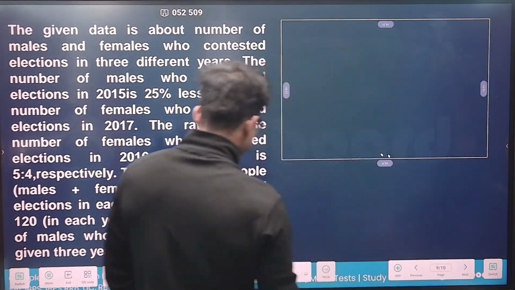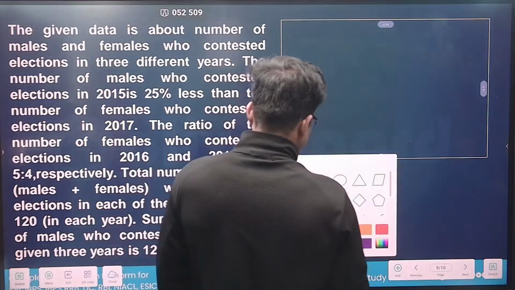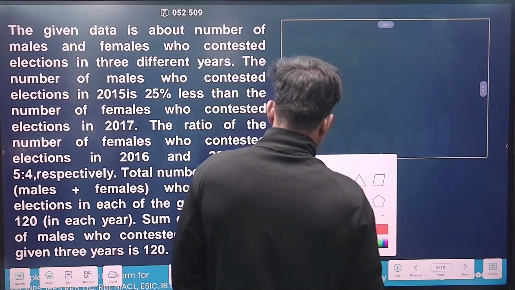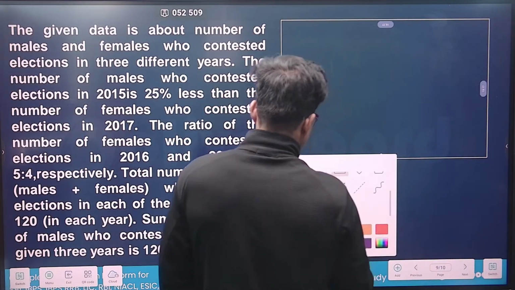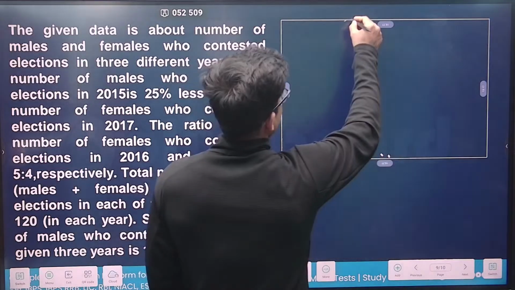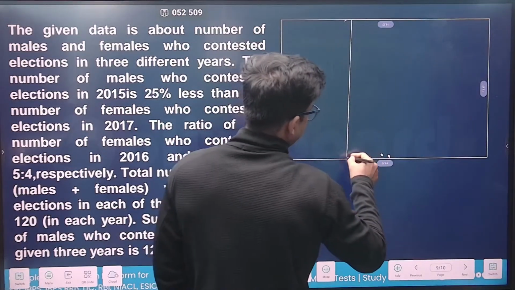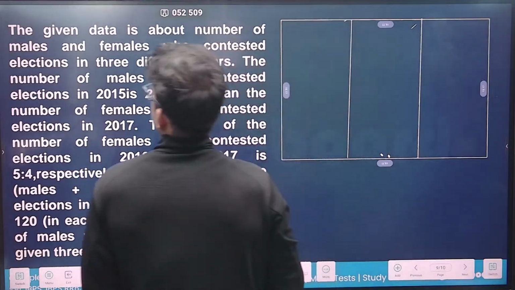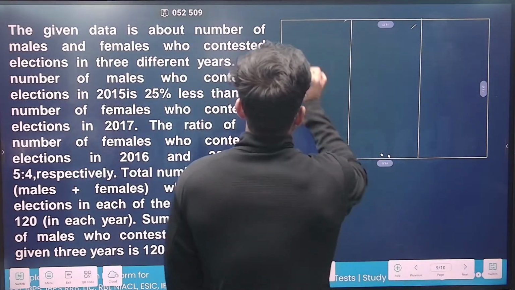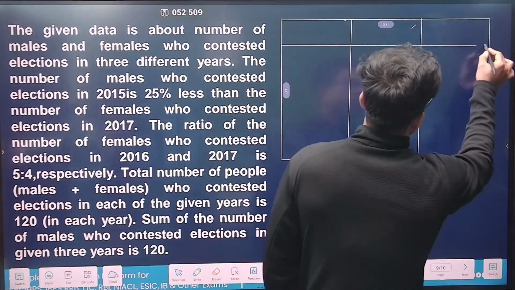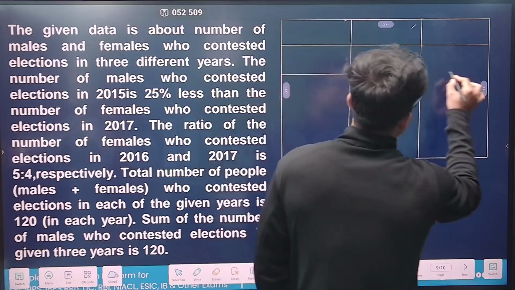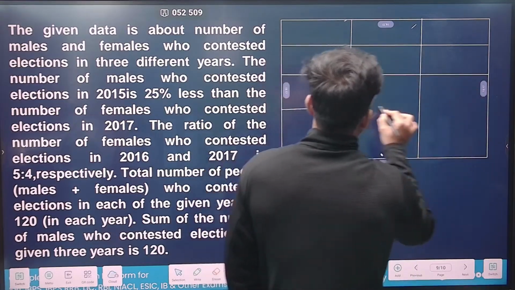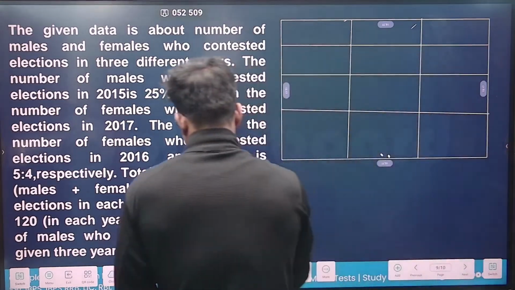Let me draw a line. Male and female are there. So male and female, and how many years do we have? About 3 different years. So first, second, third. Okay, so I have made it.